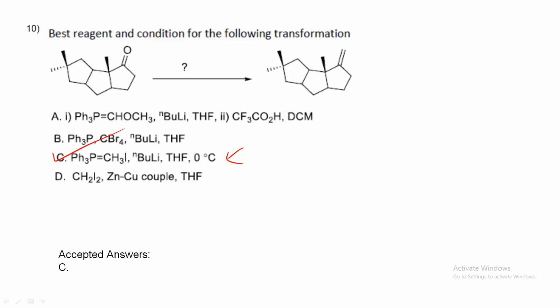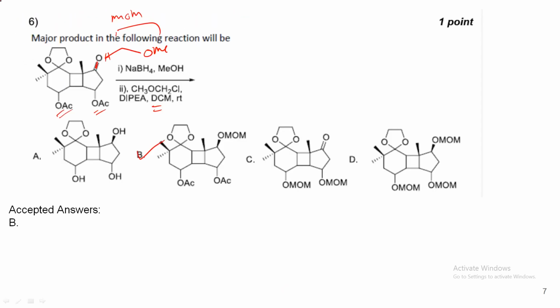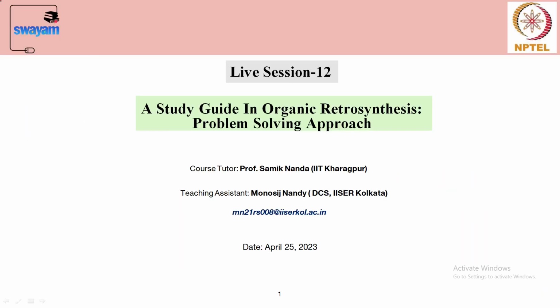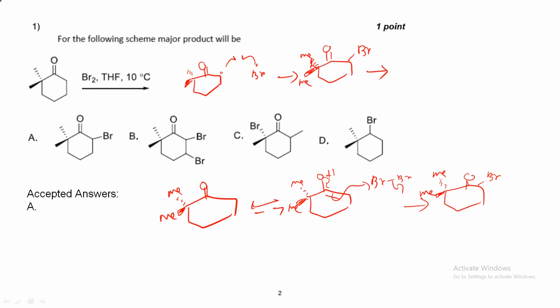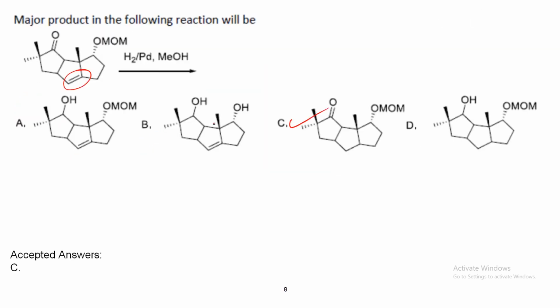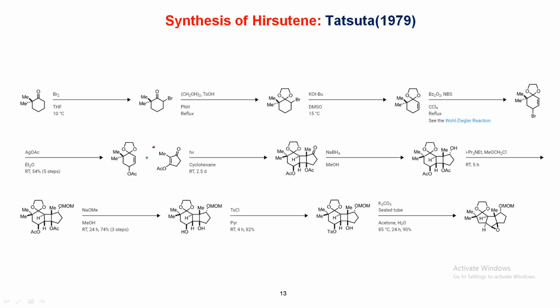Now just watch that every problem today is correlated with the others. You can see that the product of the first problem is the starting material for the next one. So this continuation goes on up to this point. And why is that? Because it is part of one synthesis of Rishitin by Takahashi in 1979.